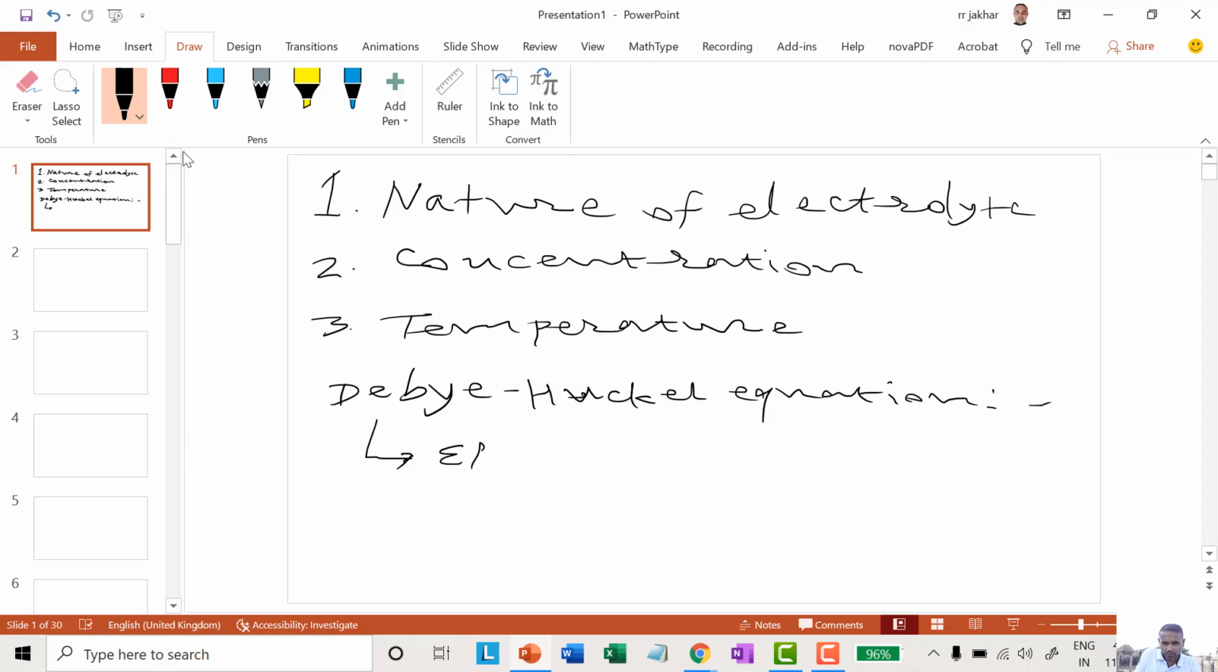Effect of concentration on conductivity. We can say molar conductivity or equivalent conductivity, all that we can take. So this is about this equation. Now we are writing this equation.